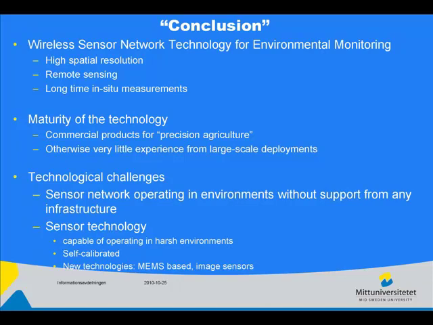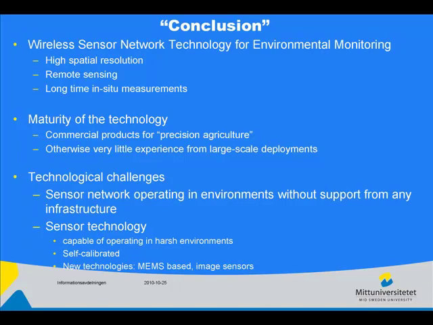So here, further work is needed, actually. For us as technology developers, we have to deal with the situation. We are moving our instruments into environments without infrastructure for communication or energy supply. Sensor technology, there are possibilities in developing current sensors or using other technologies to make them more suitable for outdoor operation. Have them more autonomous when it comes to calibration and so on.